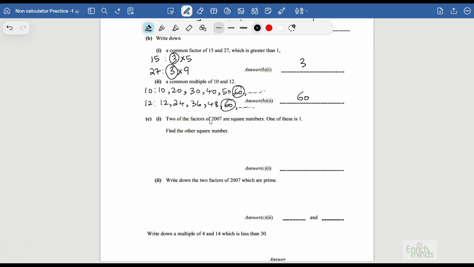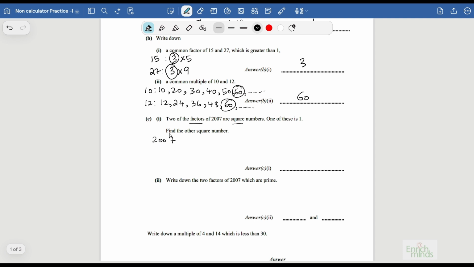The next question says, 2 of the factors of 2007 are square numbers. One of these is 1. Find the other square number. To answer this question, you need to know what we mean by a factor and what we mean by a square number. For 2007, it says that there are 2 factors and they are both square numbers. One of them is 1. Well, 1 is a square number, we know that. What is the other square number which is a factor of 2007? Or in other words, what is that square number which divides 2007 completely?